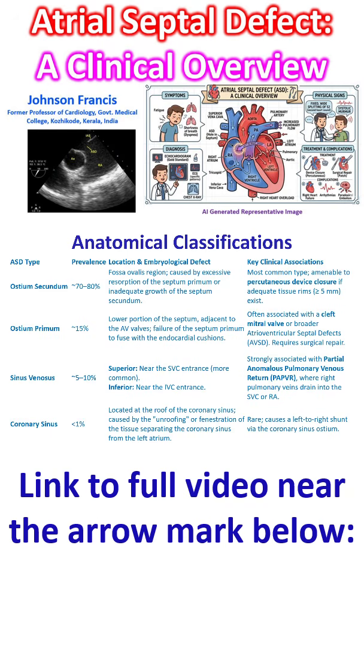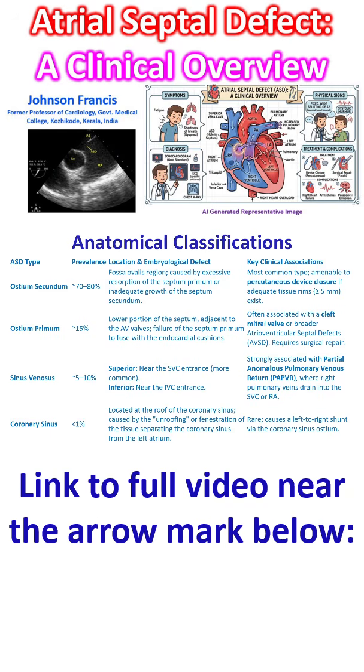Ostium secundum is the most prevalent, 70 to 80%. It is in the fossa ovalis region, caused by excessive resorption of the septum primum or inadequate growth of the septum secundum. It's the most common type, amenable to percutaneous device closure if adequate tissue rims of 5 mm or more exist.